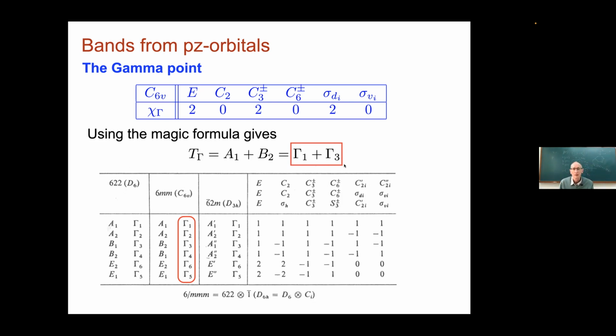Okay. Any questions so far? As I tell you, I really recommend that you do the problem sets, the corresponding homework, because you'll have to do this for the px and py orbitals. It's a bit more involved, but then you will really understand everything.